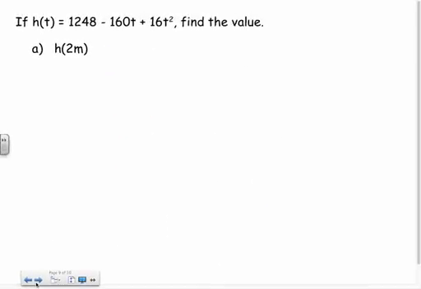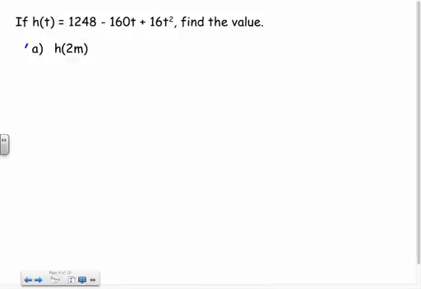Could get a little more confusing in here. Now I'm calling my function h, and I'm saying function h of t. So my input is t, my output is the function h of t, and I have 1248 minus 160t plus 16t squared. Now find the value. Well, now it's saying, here's my function h, and I'm going to replace 2m with t, right? Because here's my t. I'm just placing 2m in for t now.